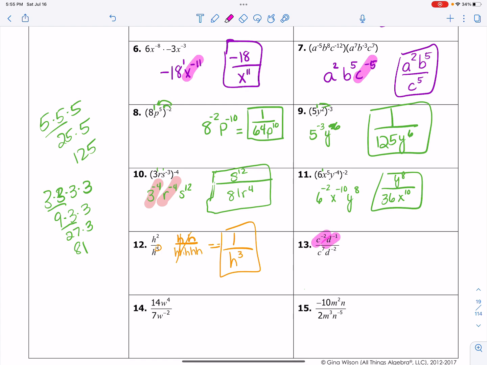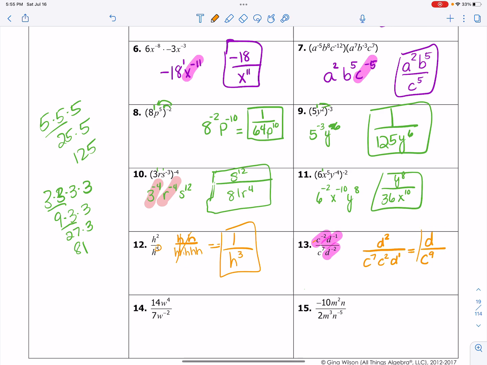So what I mean is anything that I highlight has to move. So the c to the 7th stays, and then this c squared is going to come down and be positive. The d to the 1st is going to come down and become positive, and the d squared is going to go up and be positive. So now that I got them all positive, d squared and d, that's going to be a d on the top, and then c to the 9th in the denominator.